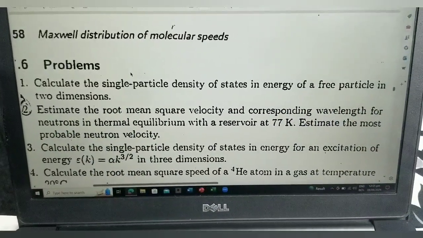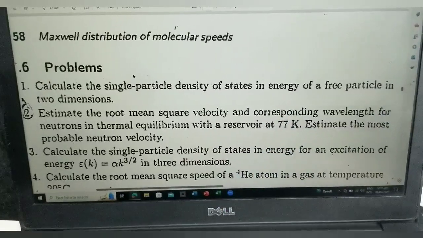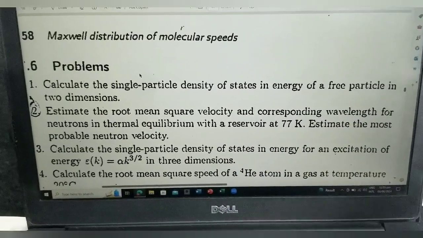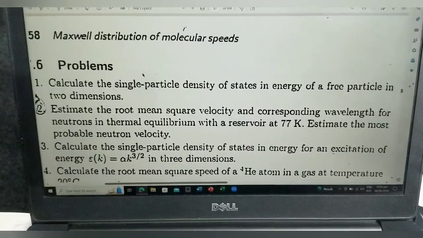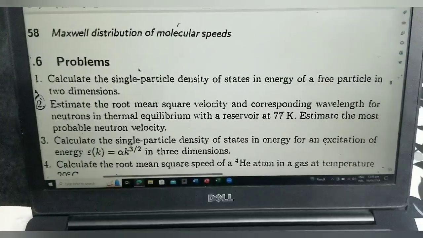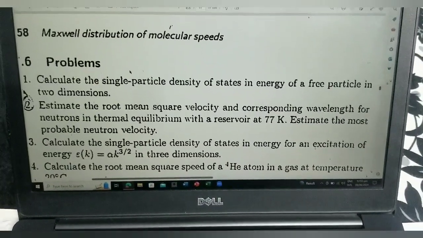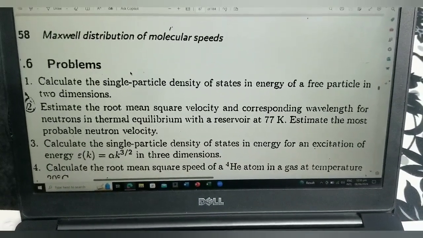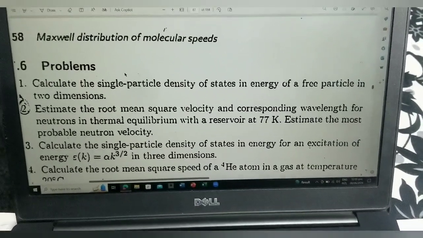We need to calculate the density of states expression in terms of energy. That expression should be in terms of energy because we know that density of states could be expressed in terms of k vector, in terms of omega, in terms of E, and there are various factors on which density of states depends and can be expressed in. So here we have to particularly express it in terms of energy for a free particle.